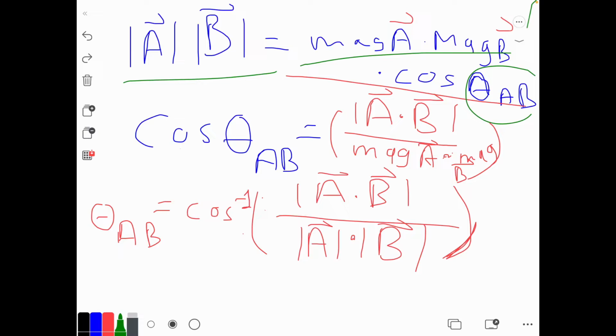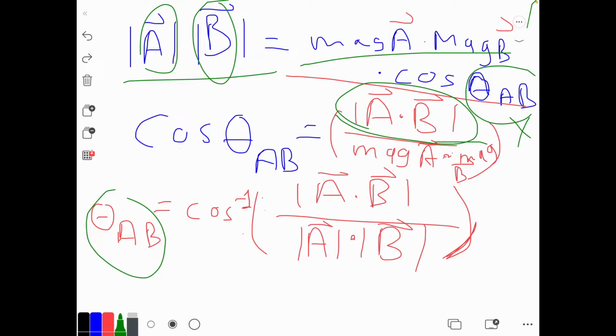Just from our dot product formula, just like in chemistry, physics, or even algebra, where you would get x isolated, we're going to isolate the angle between vector A and vector B. You have the dot product of those two vectors over the magnitude of A times the magnitude of vector B.